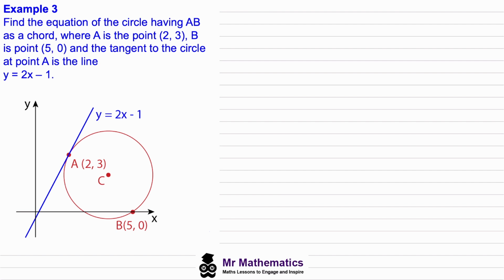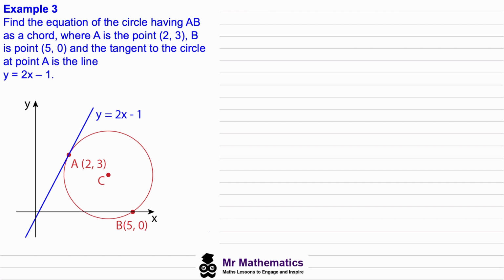So in example 3, we've been asked to find the equation of the circle having AB as a chord, where A is the point (2, 3) and B is the point (5, 0), and the tangent to the circle at point A is the line y equals 2x minus 1.